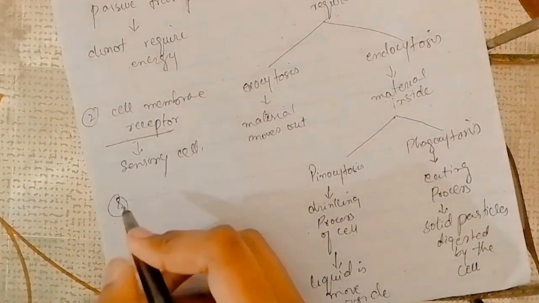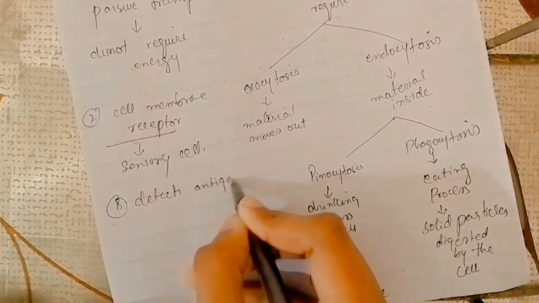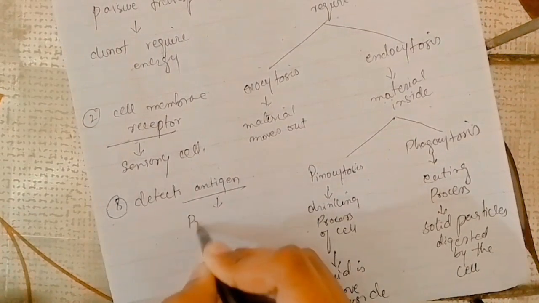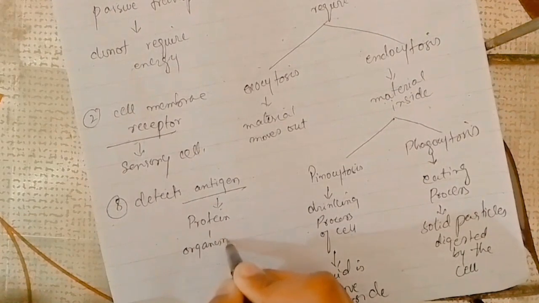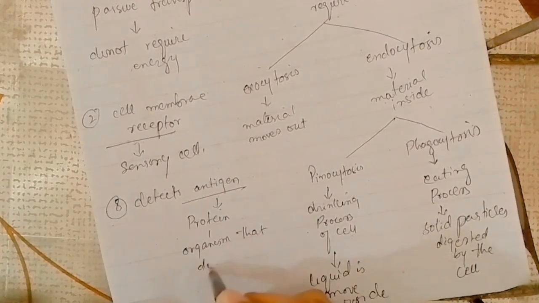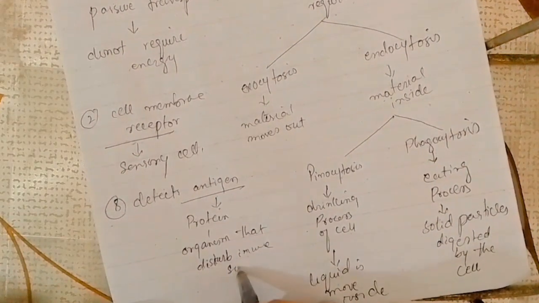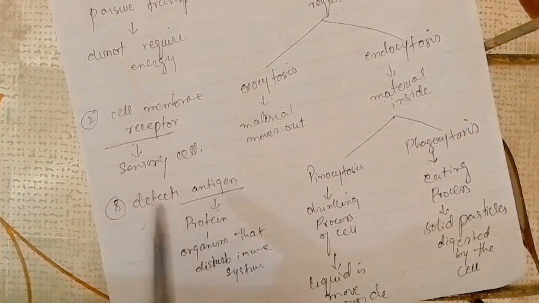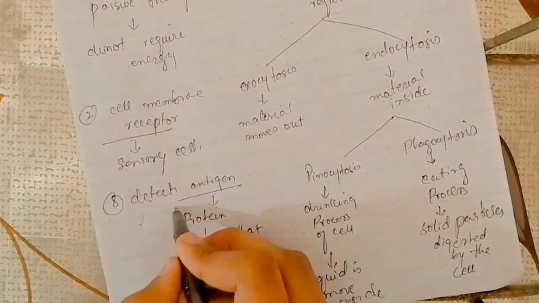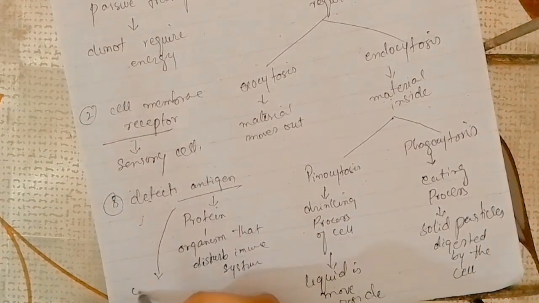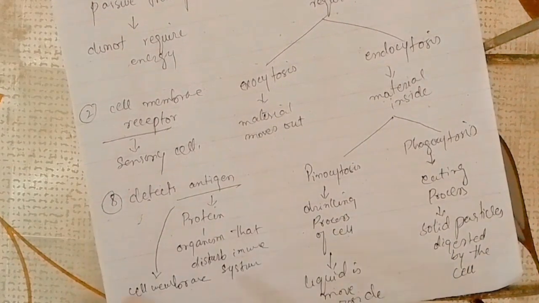Another point is that the cell membrane also detects the antigen. Antigens are basically proteins or organisms that disturb the immune system. These antigens are present on the cell membrane, so the cell membrane also detects the antigen.